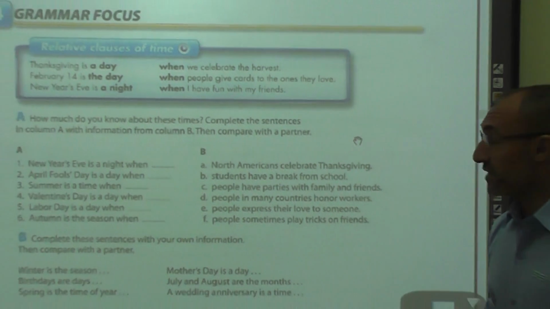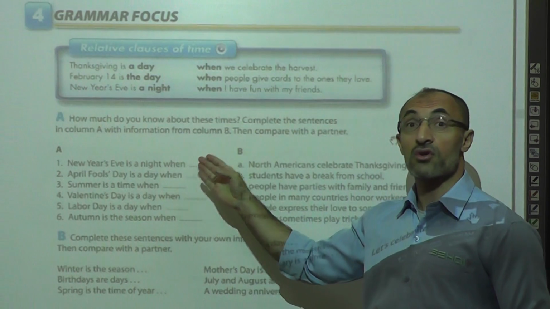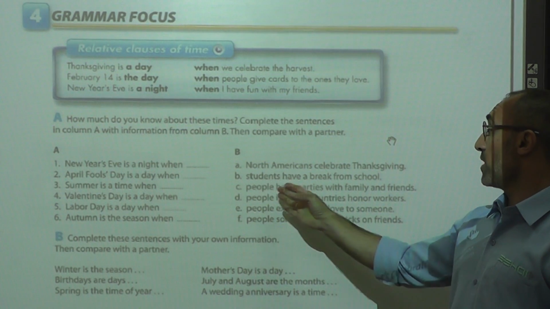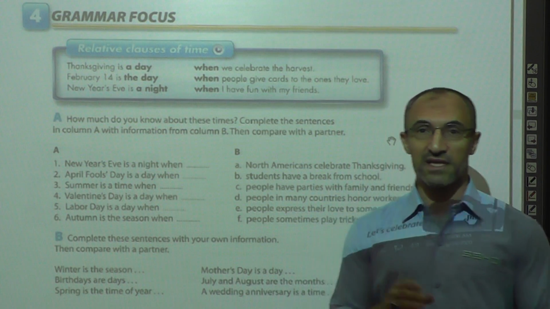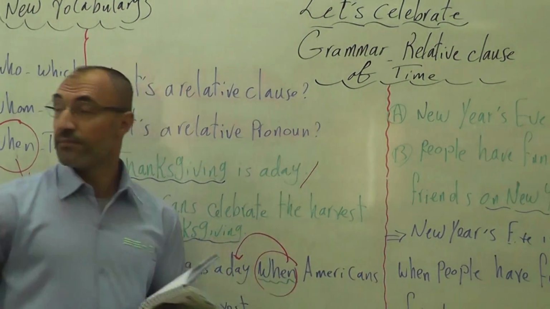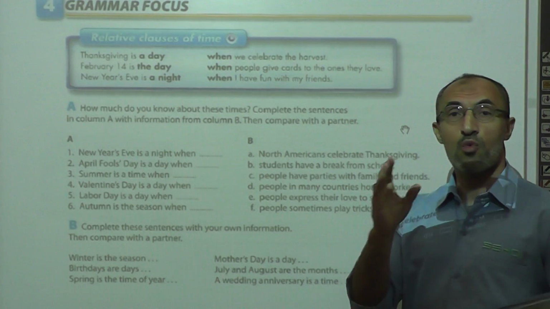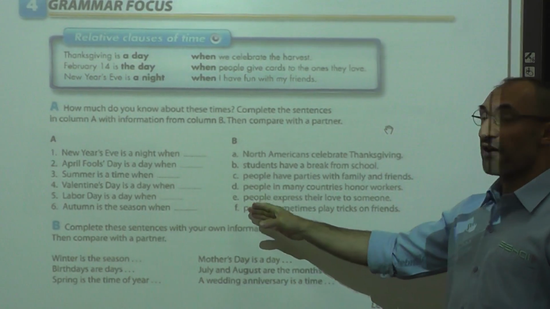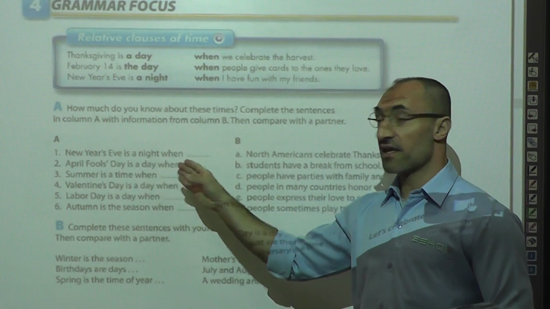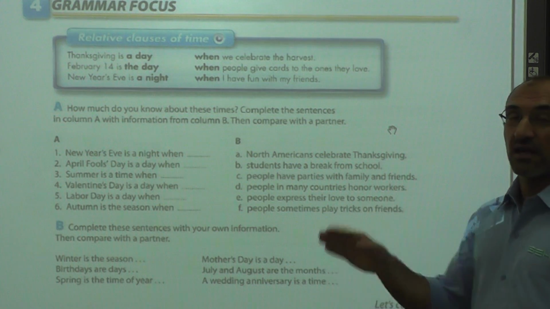Again, let's combine the two sentences together using the relative pronoun when. New Year's Eve is a night when. So when what? When people have parties with family and friends. Here we have combined the two sentences having a relative clause using what? Using when. Okay? So let's have one more example. April Fool's Day is a day when. When what? So the most fitting option here is F. So again, April Fool's Day is a day when people sometimes play tricks on friends.